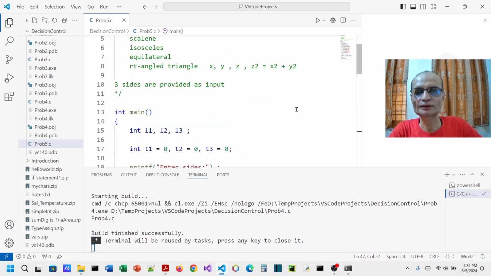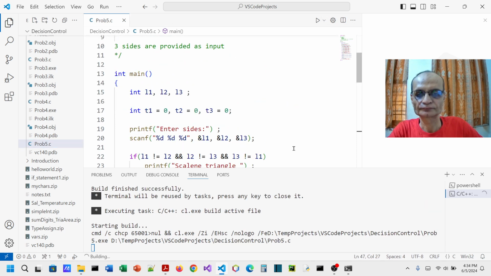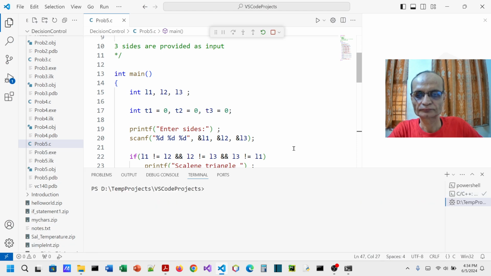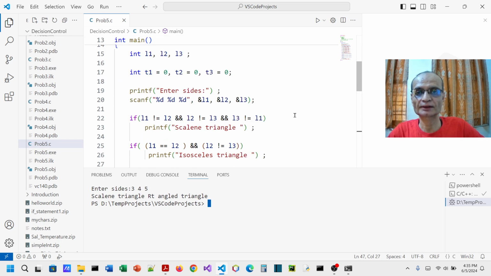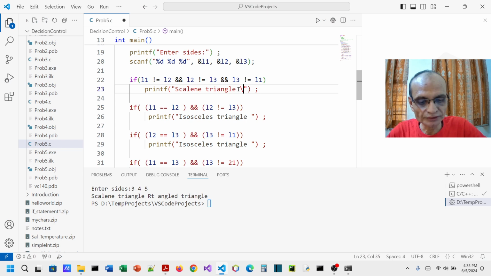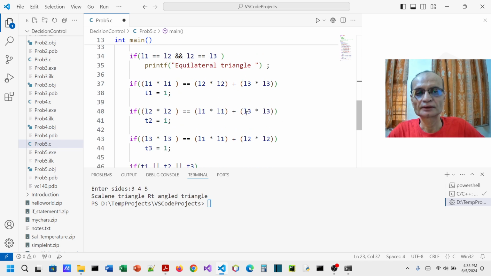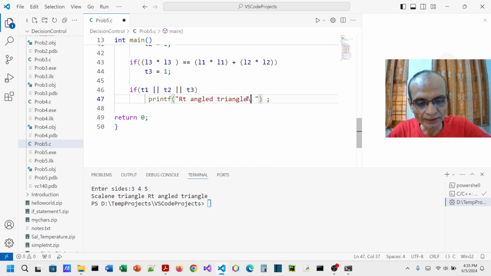Let me run this code now. So let's put 3, 4 and 5. So scalene triangle, yes, because all sides are different and essentially it is forming a right angle triangle. Why? Because 5 square is 25, 3 square is 9 plus 16, 4 square. So that's why it is a right angle triangle and it is correct. What we should do now is put \n everywhere, and in this one we should put slash n so that it goes to the next line.